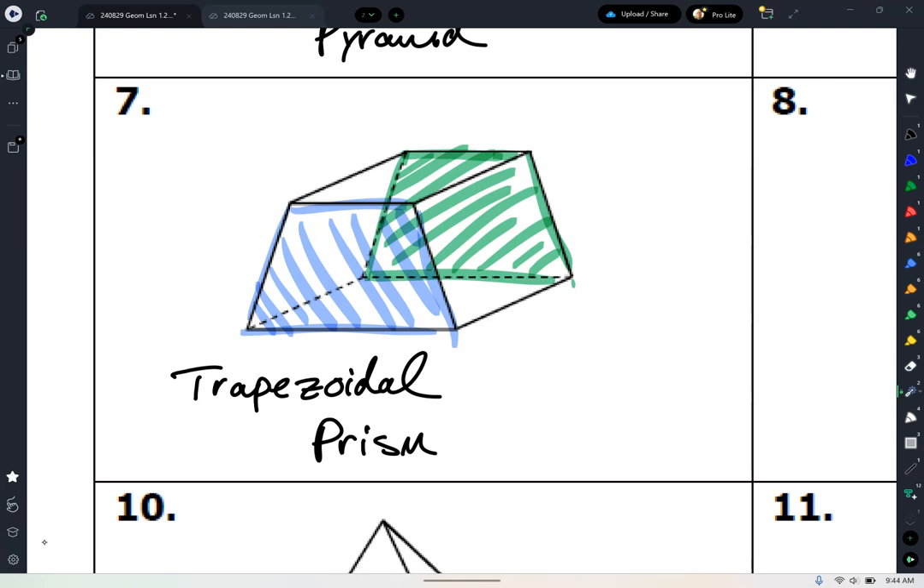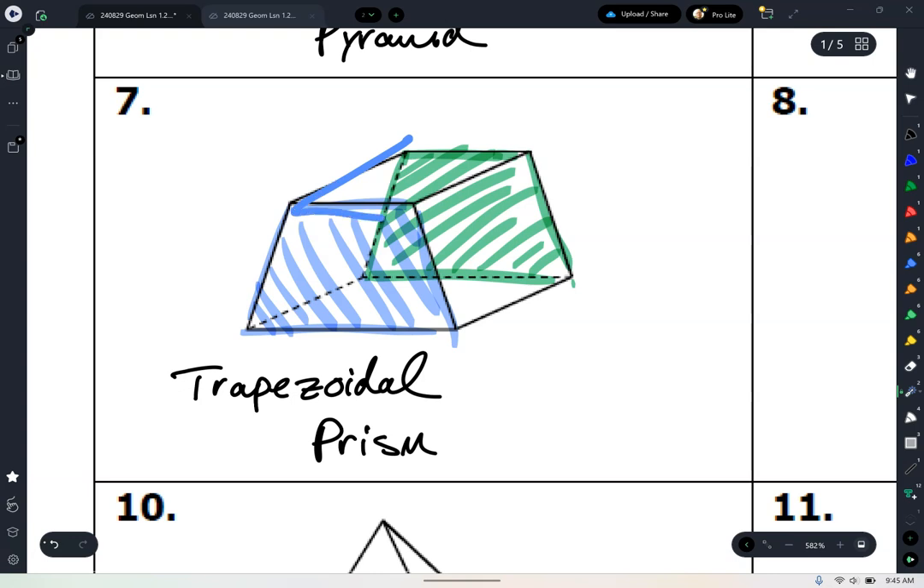Whoa, Samir, easy, buddy. I didn't call on you. Hang on. All right. I guess we'll let Samir answer that one, and then you're going to have to wait for the next one. All right. What'd you say? They're not parallel. They'll intersect. Yeah, they're going to eventually cross up here, right? And so that does not work for those.